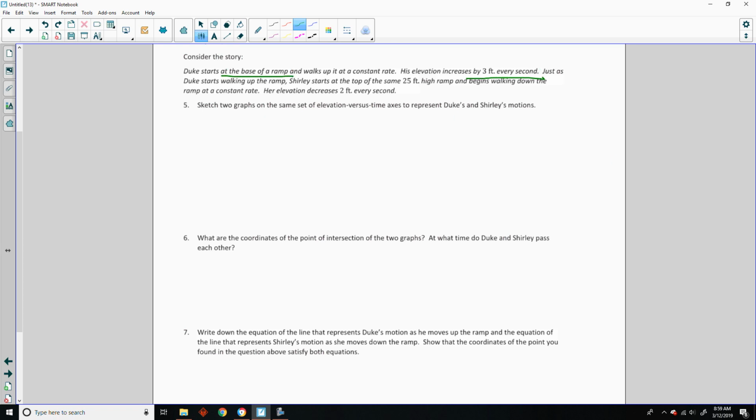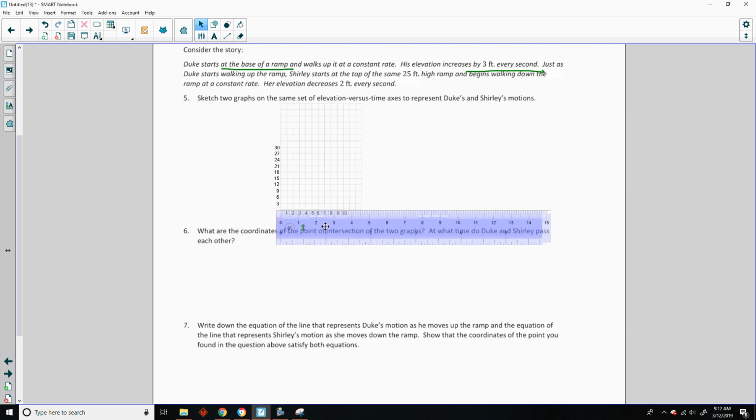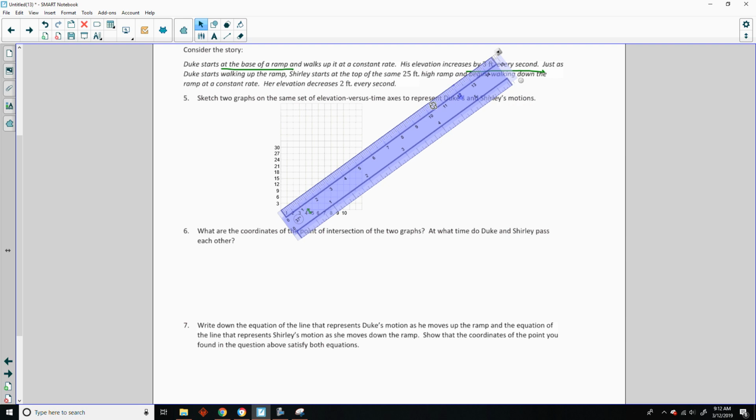So let me bring in a graph. Okay, so I created this graph and it says that Duke starts at the base of the ramp, so he's going to start at 0, 0. He walks up it at a constant rate. That means it's a linear function. Constant rate means the rate of change never changes. That will be the slope. His elevation increases 3 feet every second, so that's our slope, 3 feet per second.